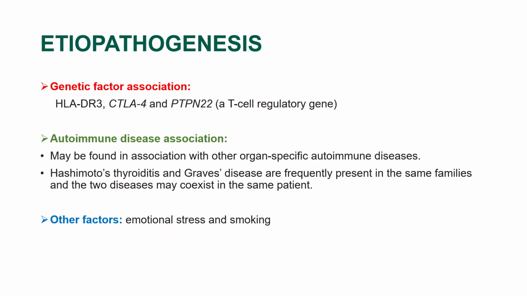Etiopathogenesis consists of genetic factor association, HLA-DR3, CTLA4, PTPN22, a T cell regulatory gene. Autoimmune disease association may be found in association with other organ-specific autoimmune diseases. Hashimoto's thyroiditis and Graves' disease are frequently present in the same families, and the two diseases may coexist in the same patient. Other factors include emotional stress and smoking.